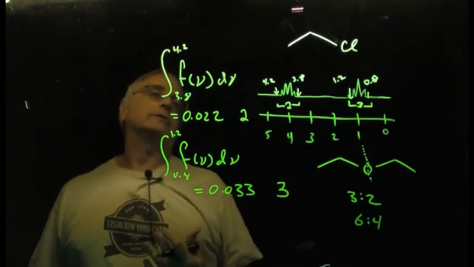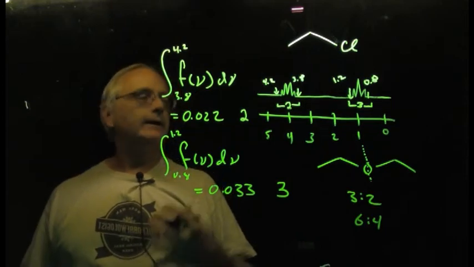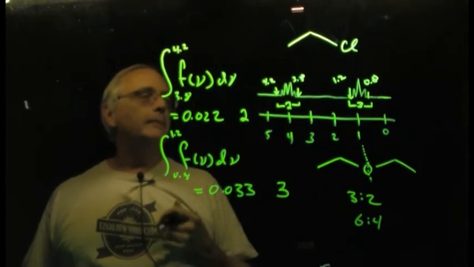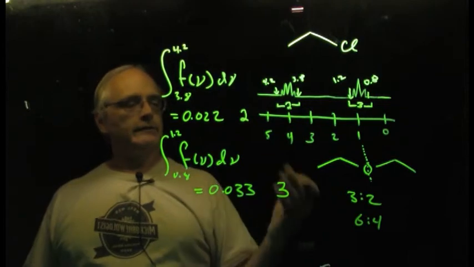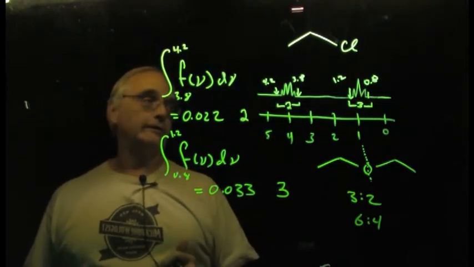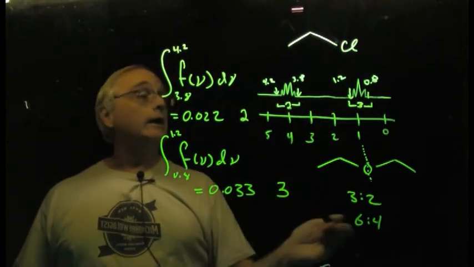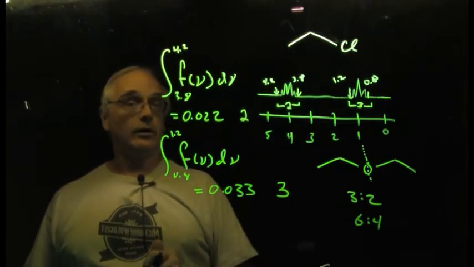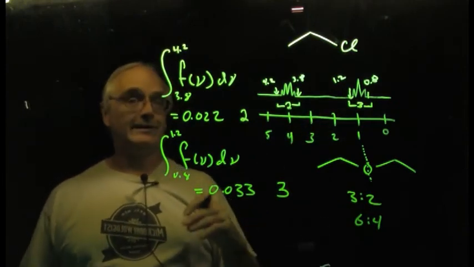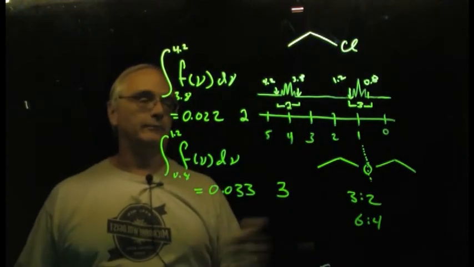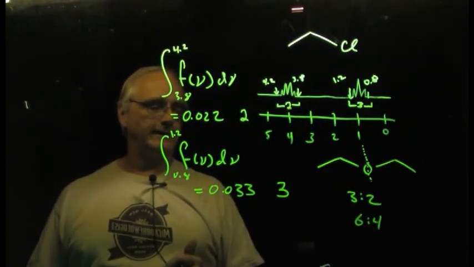So be cautious when you're interpreting NMR spectra. Integrations are very nice, but realize that when you get the smallest whole numbers like 3 and 2, it could be 3 and 2, just like it was here. It could be 6 and 4. It could be 9 and 6. It could be any set of whole numbers that preserves that ratio.